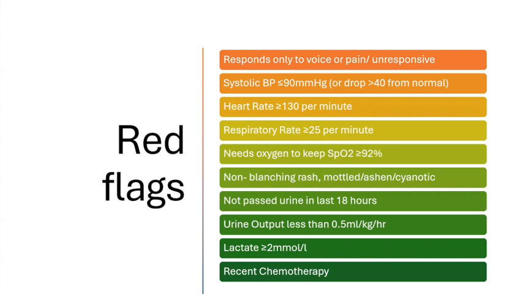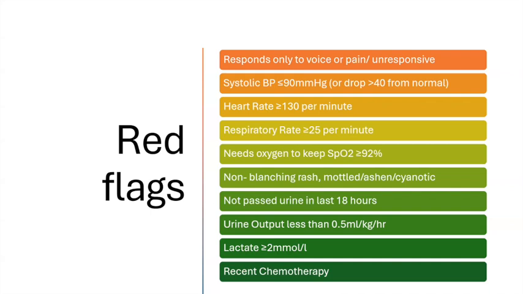Is the patient responding only to voice or pain? Is the blood pressure low, systolic less than 90, or dropped by more than 40 from normal? This is important to identify in elderly patients. Systolic blood pressure is important because the patient may still be in shock. For example, in a hypertensive patient whose systolic pressure was maintained at 160 or 170, if it has now dropped to 140 or even 130, this patient is clinically significantly shocked according to the blood pressure.